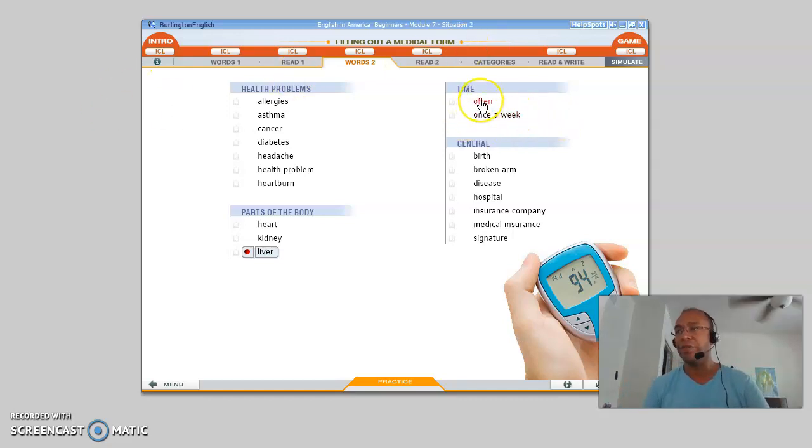What else? Often. It refers to time. Sometimes I go to the doctor, but not that often. Often is regularly. Not every day, but at least consecutively. For example, I brush my teeth every day, okay? I floss every day. I go to the dentist often, at least once or twice every 3 months, okay?